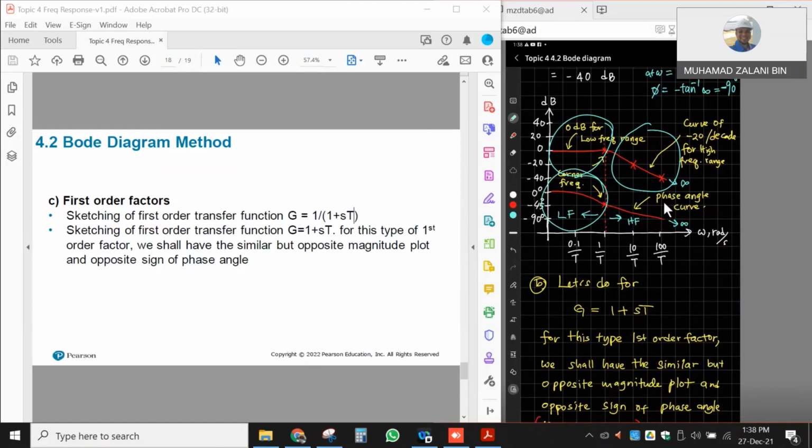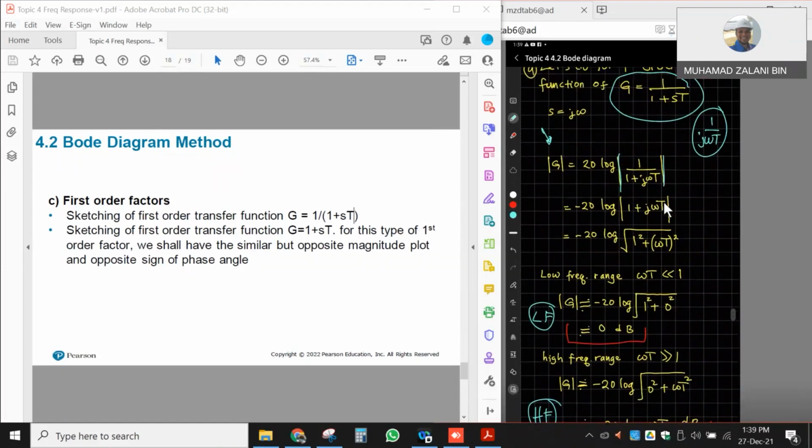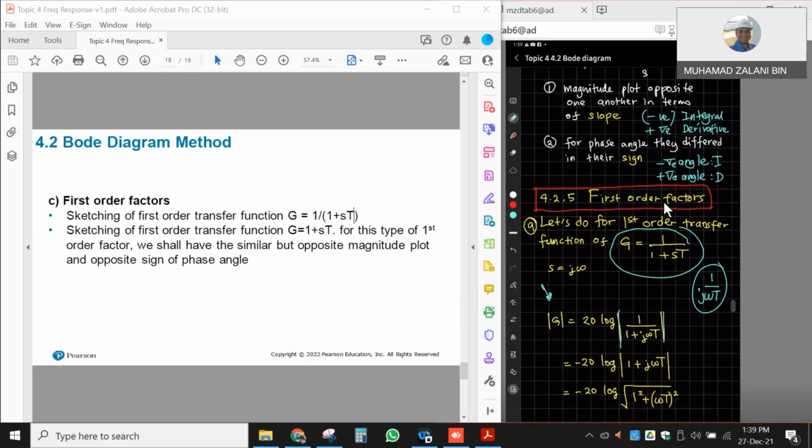Suppose that if we further increase this, it should maintain at negative 90 degrees. It doesn't touch it, but it will maintain. The line will maintain until infinity. Alright, so I want to erase a little bit, to make it neater. Alright, so that is how we do it for the 1 over 1 plus st first order transfer function.